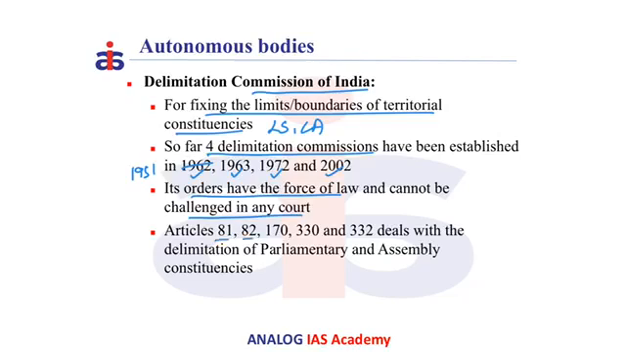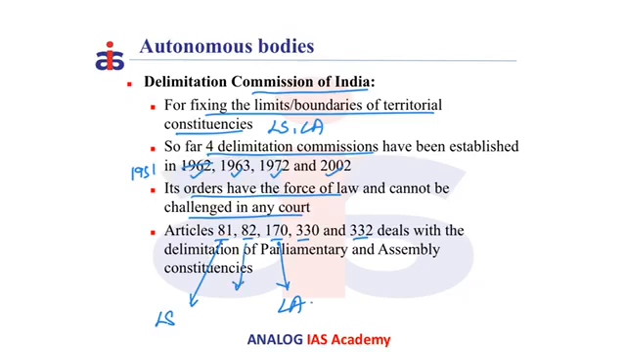Articles 81, 82, 170, 330 and 332 of the Constitution deal with the Delimitation Commission respectively. For example, Article 81 talks about the composition or the maximum number of seats in the Lok Sabha, while Article 170 talks about the maximum number of seats in the legislative assemblies.